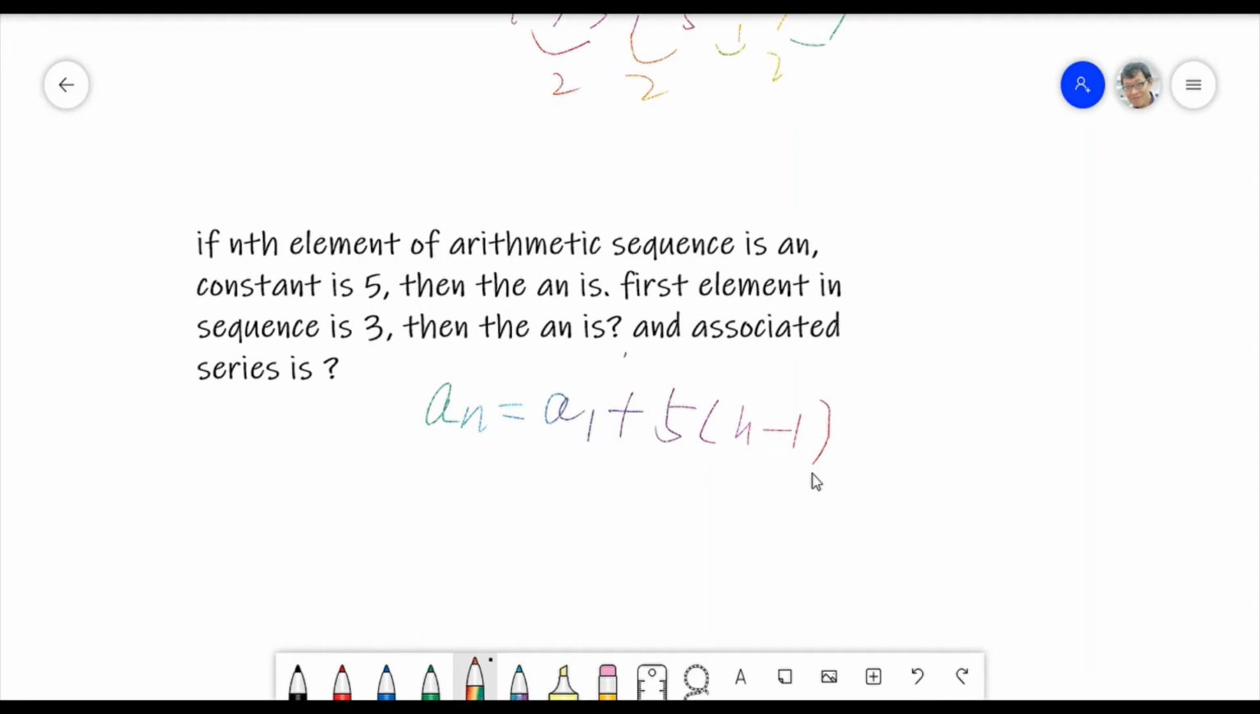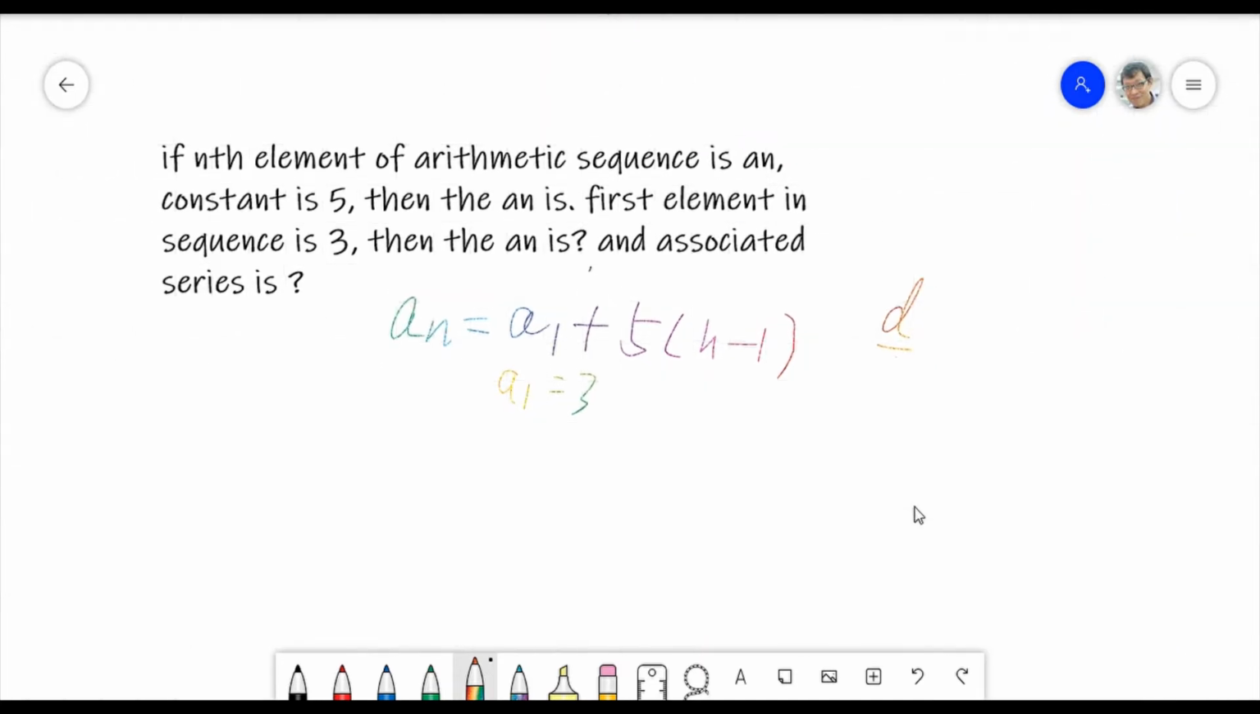So the 5 is the, we have a name for this. 5 is d, the difference, or constant difference, right? So the first element in the sequence, you talk about a1. a1 is 3, right? So that's right. So they will ask for your associated series.